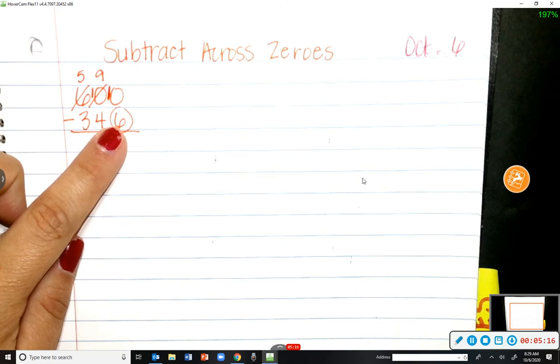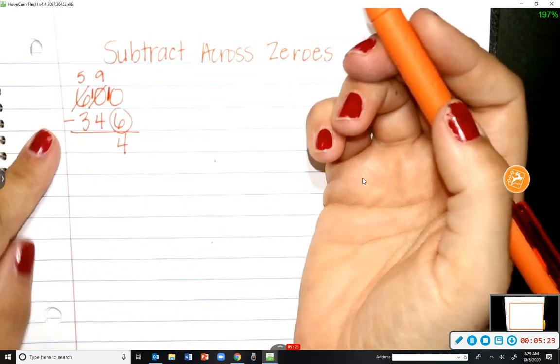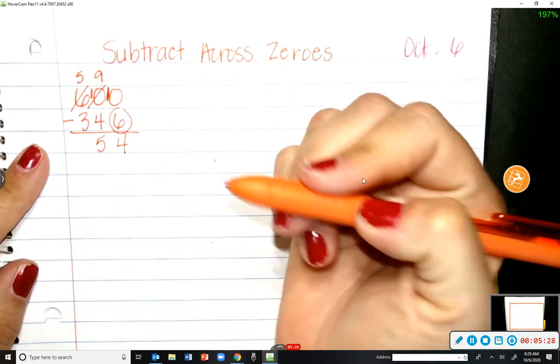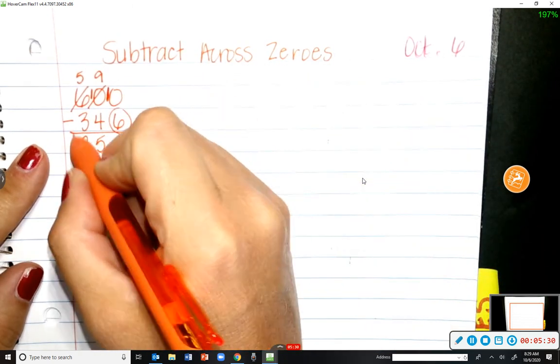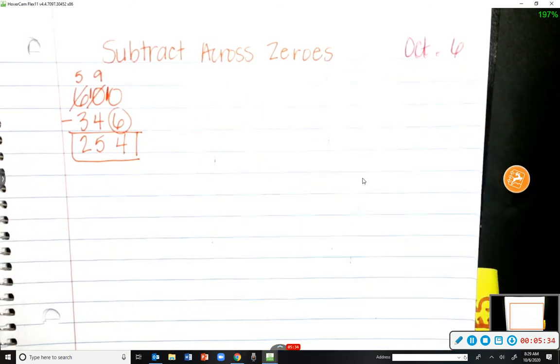Okay? Now I can start subtracting. 10 minus 6 is 4. Good. 9 minus 4 is 5. And 5 minus 3 is 2. Okay? Now I'm going to show you a different way how to do the same thing but with less steps on the next problem. So make sure you're paying attention.